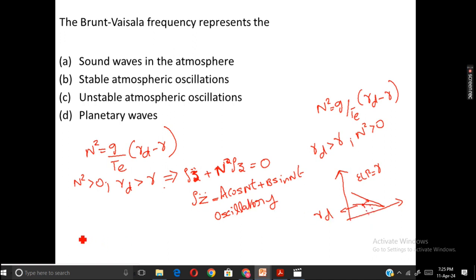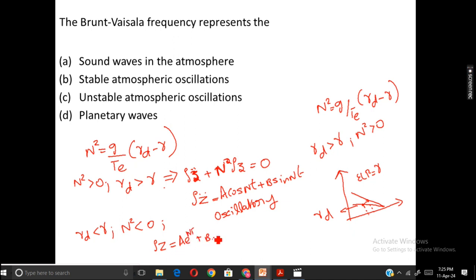Now, when gamma d is less than gamma, which means the rate at which the temperature of the parcel is decreasing is lower than the environmental lapse rate, in that case, n square will be less than 0. So if we solve the differential equation, it will have a solution: delta z is equal to A e raised to n.